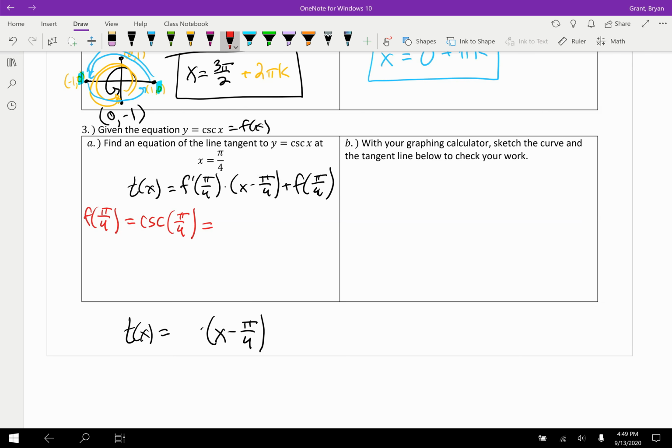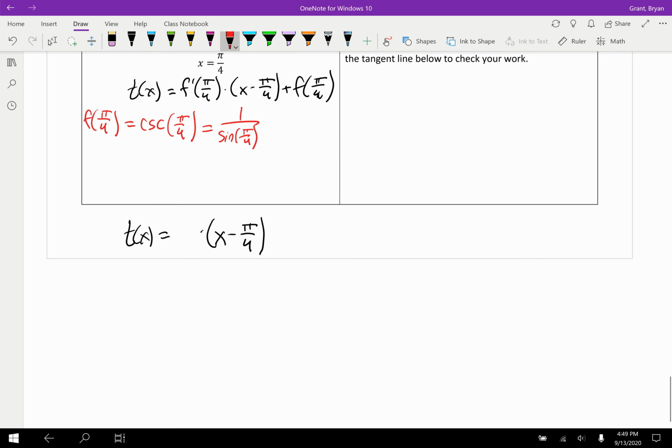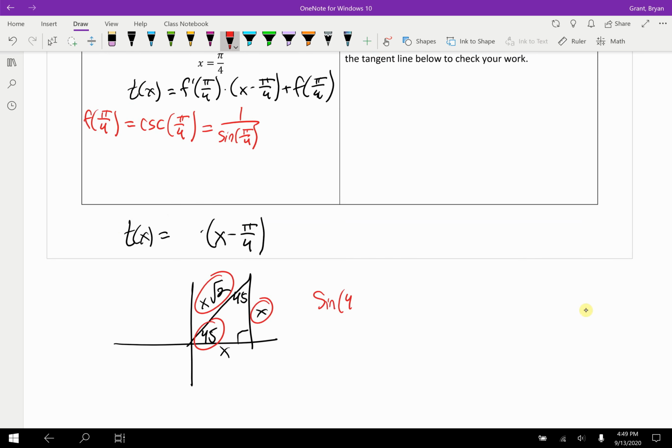I don't know a lot about cosecant, but I do know that it's the reciprocal of sine. Sine of pi over 4, well, just a brief reminder, pi over 4, 45 degrees, right? This is a 45, 45, 90 triangle, x, x, x root 2. So when I do sine of 45 degrees, it's going to be x divided by x root 2, or 1 over root 2, or root 2 over 2 if you rationalize.